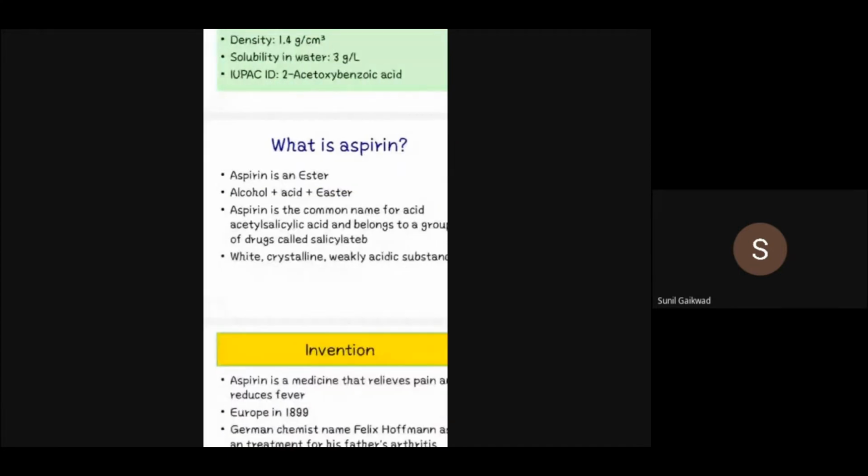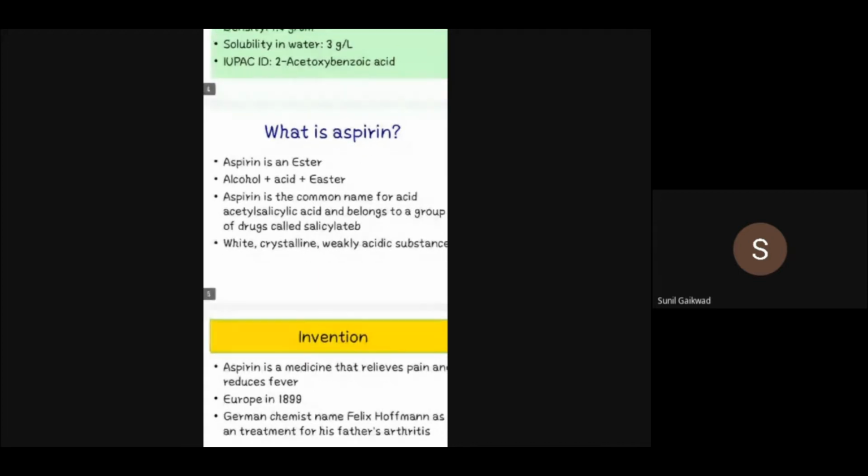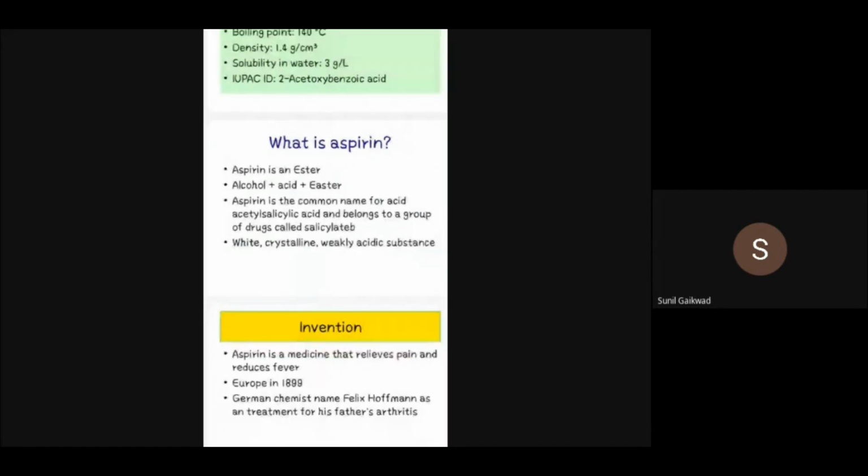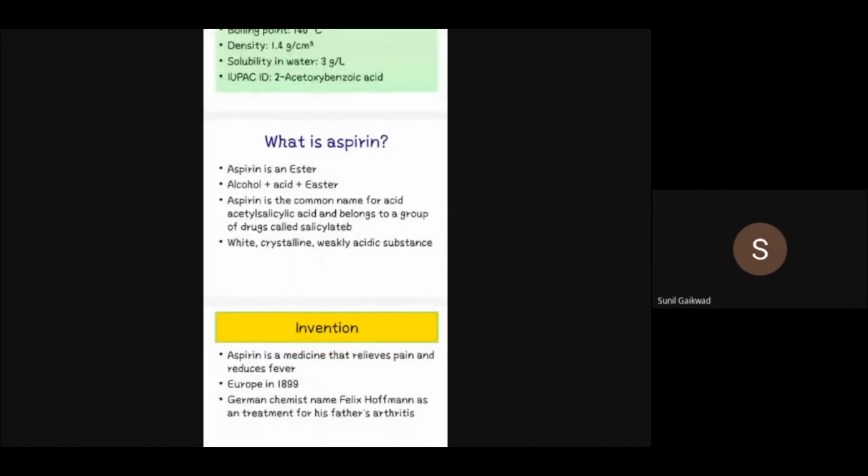So, what is aspirin? It is an ester. It is a combination of alcohol plus acid plus ester. Aspirin is the common name for acetyl salicylic acid, which belongs to a group of drugs called salicylates. It is a white, crystalline, and weakly acidic substance.